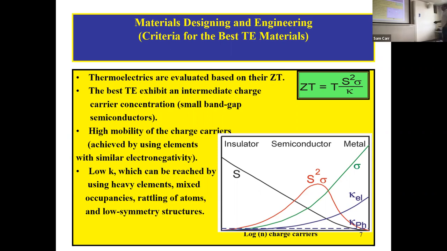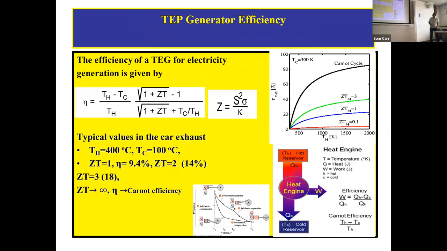So the power factor, this one, S squared sigma, if we say the kappa contribution is very small or negligible, then let's play with the Seebeck coefficient and the electrical conductivity. Usually a material which has a moderate charge carrier concentration, like a semiconductor, will be the best material for a thermoelectric generator. But again, this is how the ZT is proportional to the efficiency of the thermoelectric generator. These are theoretical values, it's a simulation.